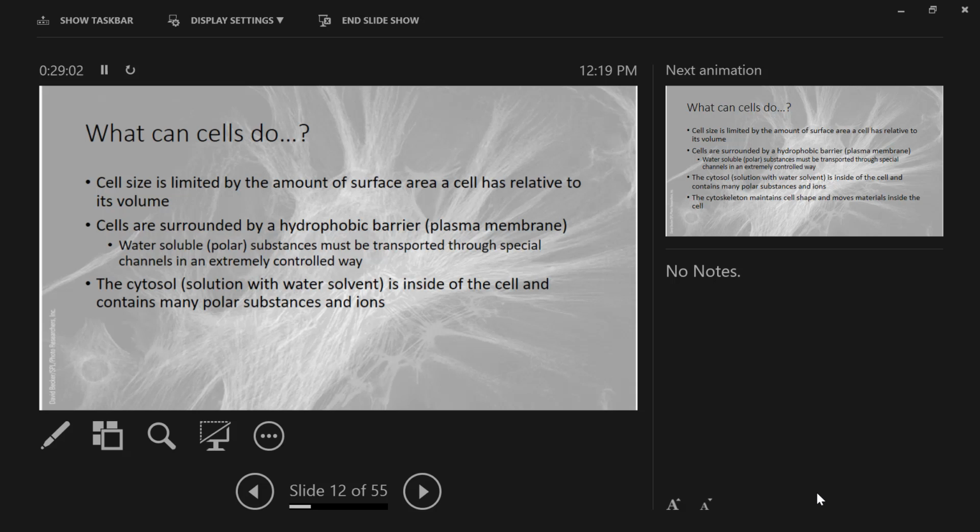Cytosol is the liquid inside of the cell. It's water-based, water as the solvent. And it has a lot of materials dissolved inside of it. Some of those are stored up for later use. Some of those are busy doing some very specific task. All right. And then lastly, oh no, there are two more.